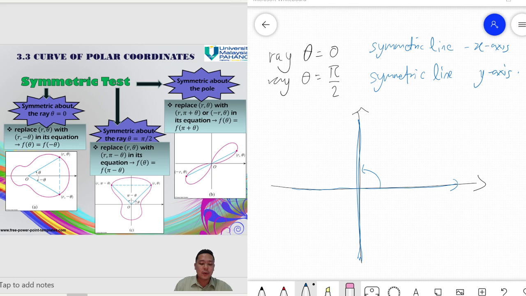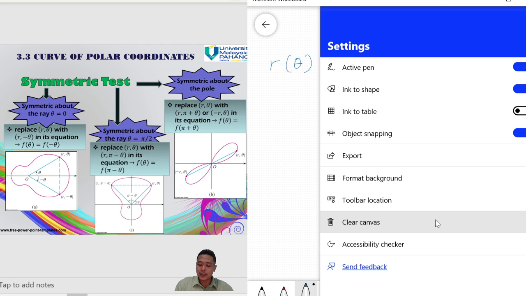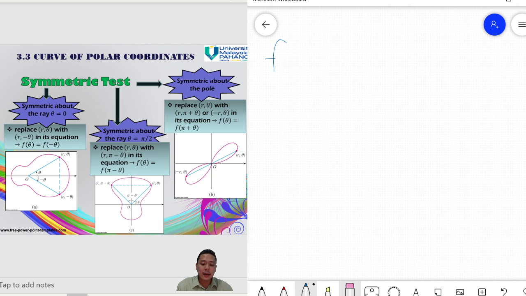Okay, how to show that it is similar first? We define it is symmetric if r theta equals to r negative theta. So kita letak di dalam bentuk function. F theta should be equal to f negative theta. So let me visualize first.